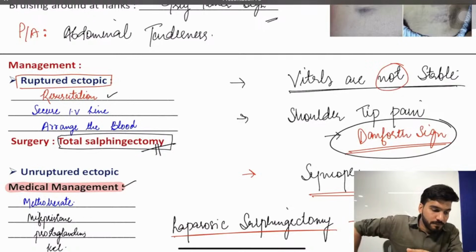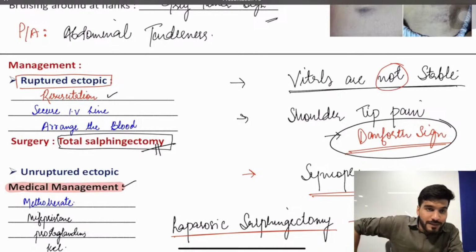We go for the complications of monochorionic twins. I will take that in part 2. Is that clear? Poly-oli sequence, twin transfusion syndrome, polycythemia anemia sequence, I will take that in the next part.